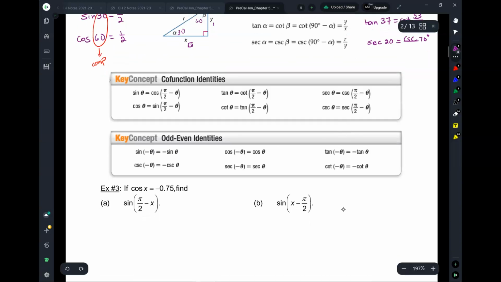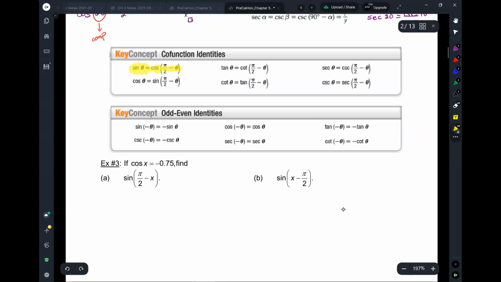The way the cofunction identities are usually written is sine is the same as cosine of, instead of 90 minus theta, pi over 2 minus theta, right? But remember, it's in that order, 90 minus, pi over 2 minus, not theta minus, okay? Now, the next thing we're going to talk about are the odd and even identities. We've kind of been talking about it before.